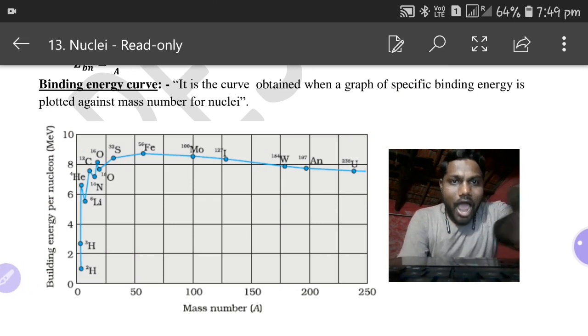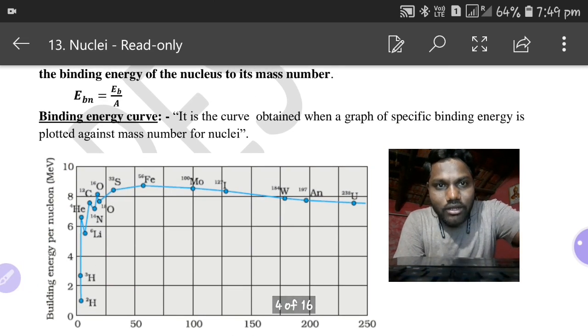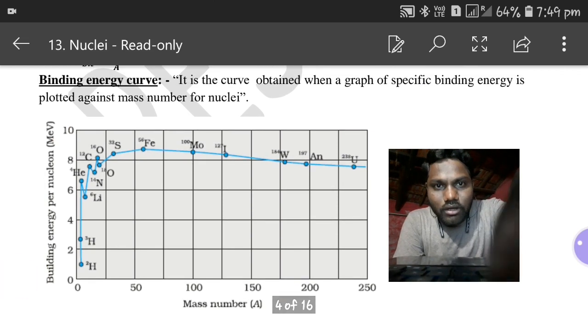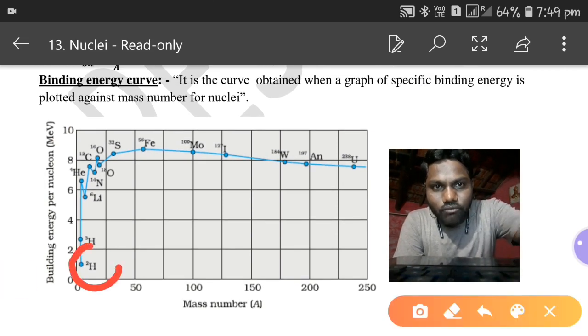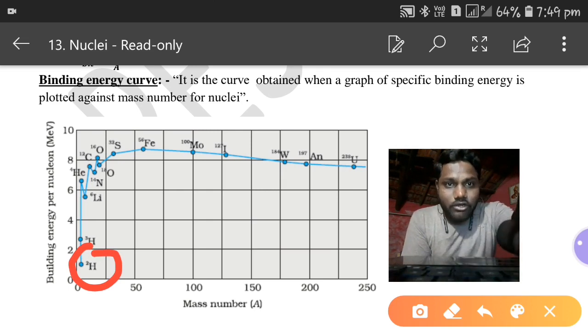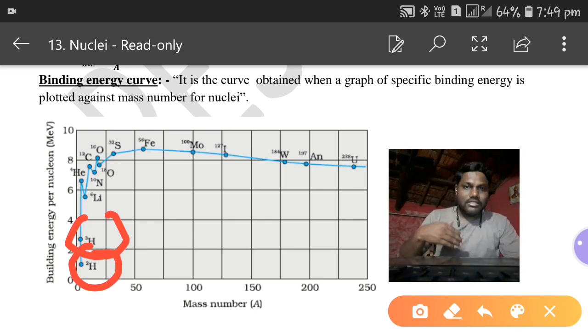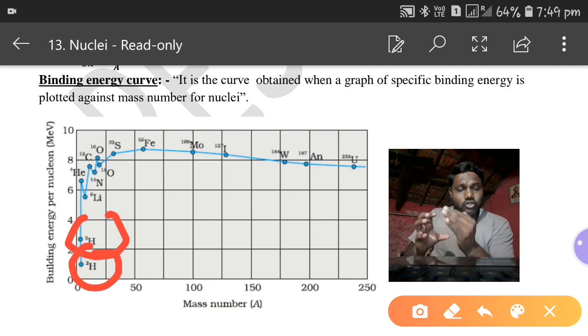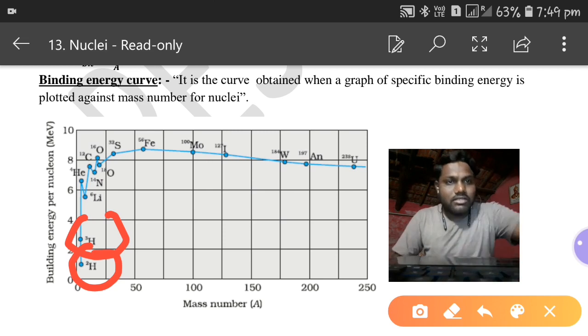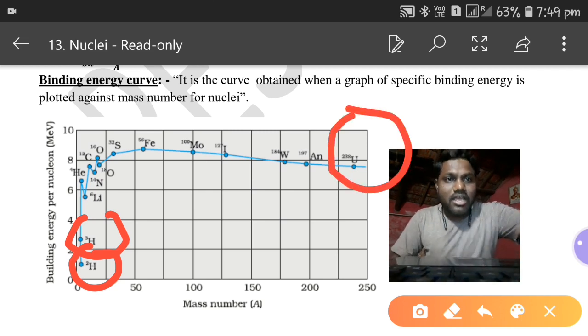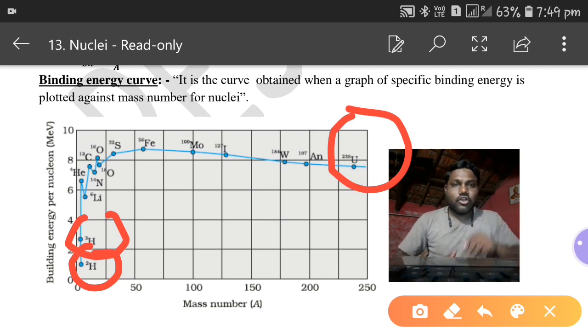For example, hydrogen-2 has less binding energy, as it is represented here. Hydrogen-3 also has less binding energy. Helium-4, lithium-6, carbon-12 are some elements which have very low specific binding energy because these are lighter elements. And for heavy elements, look here, uranium-238 has less binding energy per nucleon as compared to the other nuclei.